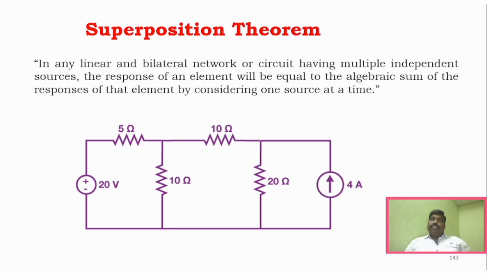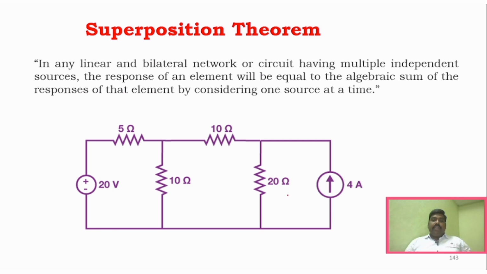According to superposition theorem, in any linear and bilateral network or circuit having multiple independent sources, the response of an element will be equal to the algebraic sum of responses of that element by considering one source at a time. What does it mean? Irrespective of how many sources are given, the response of any particular element will be the sum of the responses due to all the sources, when considering one source at a time.